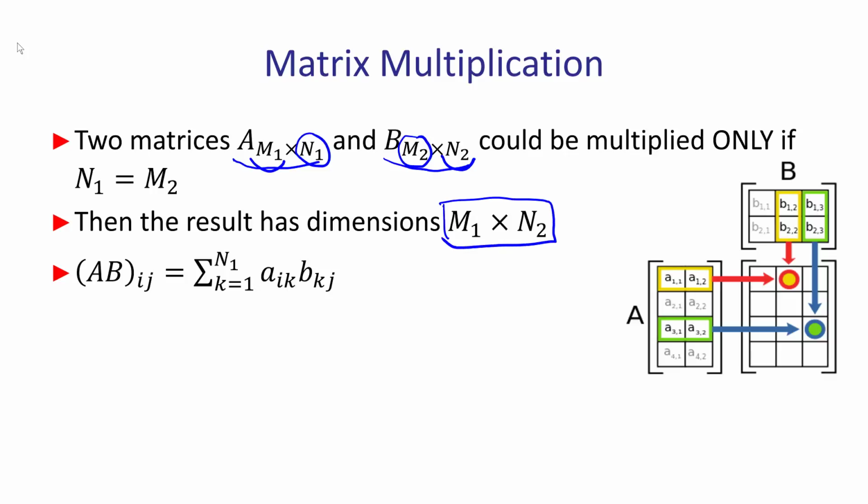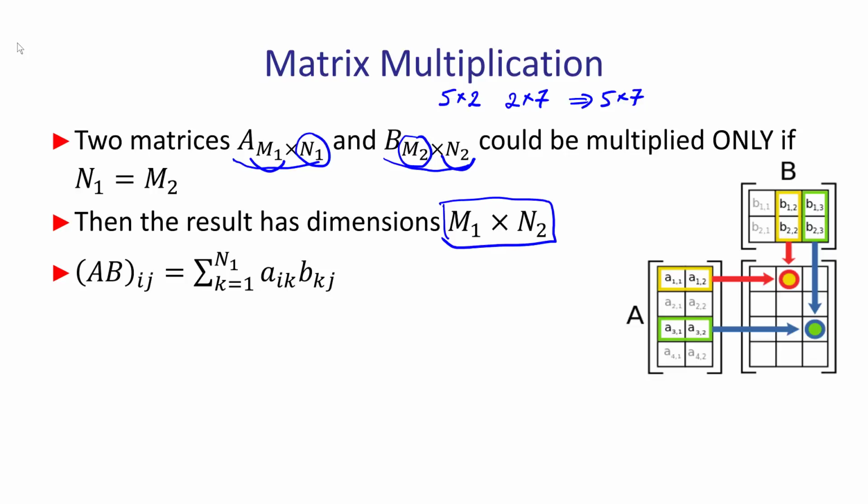So for example, if you have a matrix 5 by 2, you can multiply it by another matrix which is 2 by 7, and the result will be 5 by 7. Before you multiply matrices, you need to make sure that you know the dimension of the result. Otherwise you will have many troubles computing those matrices.